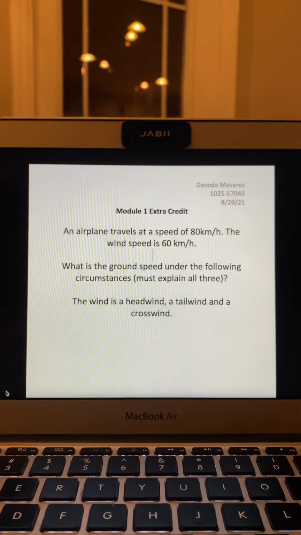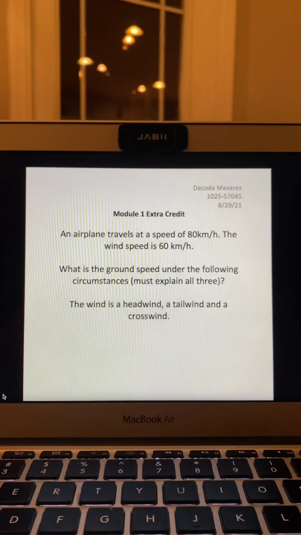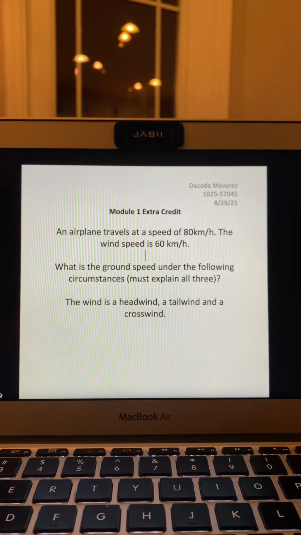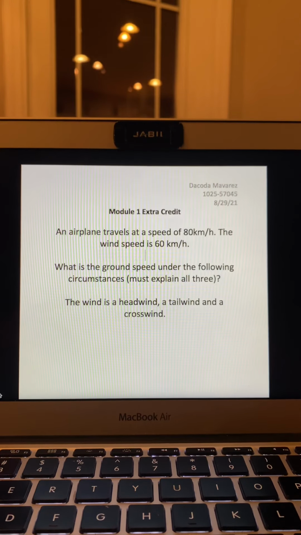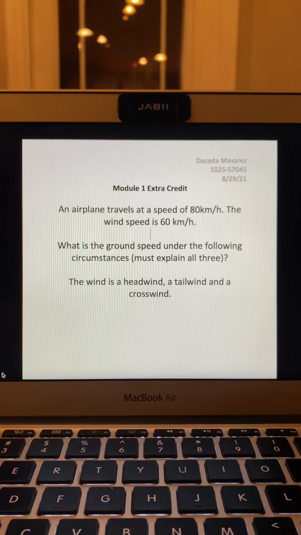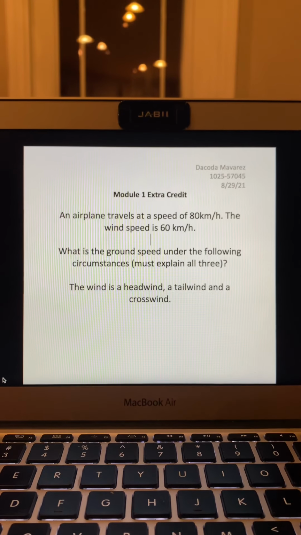Problem number 3 says, an airplane travels at a speed of 80 kilometers an hour. The wind speed is 60 kilometers an hour. What is the ground speed under the following circumstances? Must explain all three. We're going to be using it when the wind is headwind, tailwind, and crosswind.